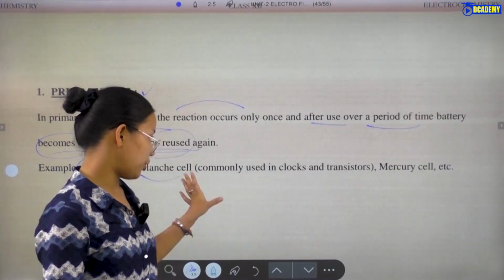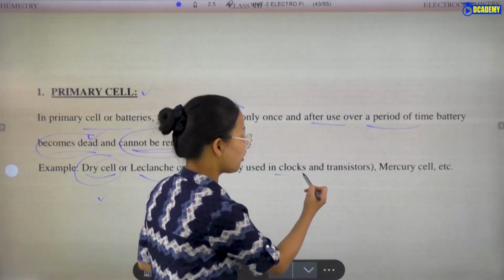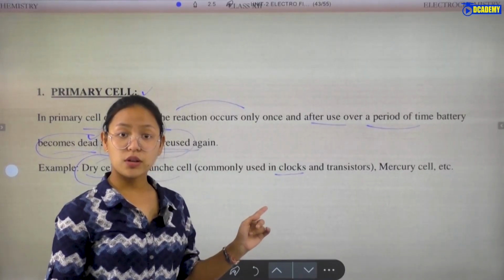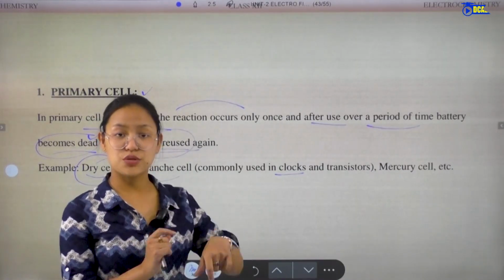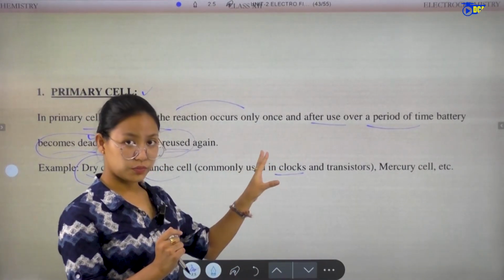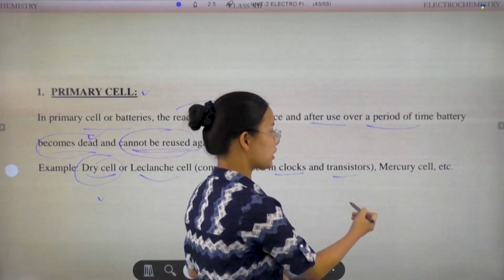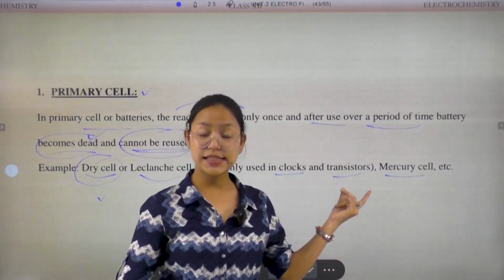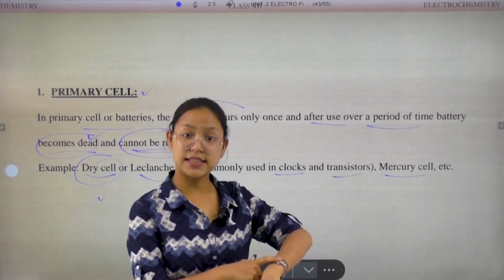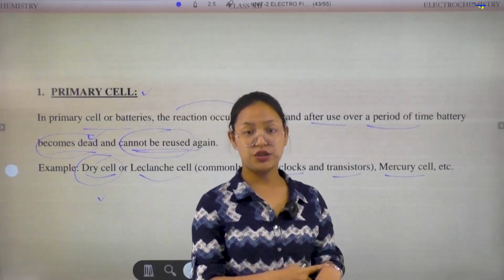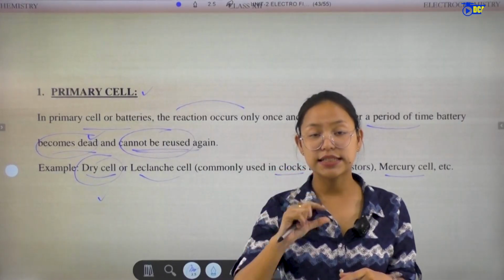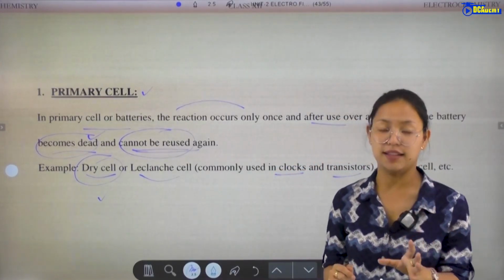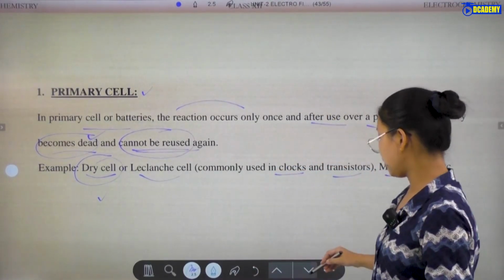The wall clock uses a Leclanche cell. It is not the wristwatch, it is the wall clock. Then in transistors and in wristwatches, the small cell is the mercury cell.